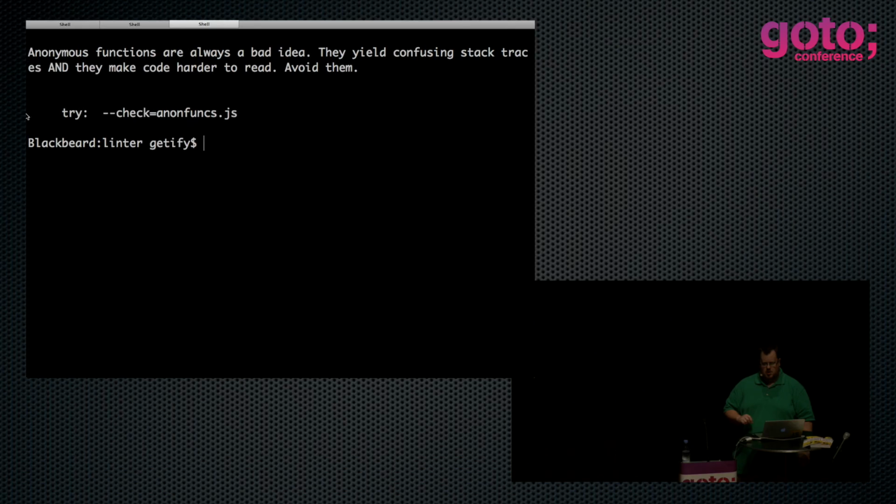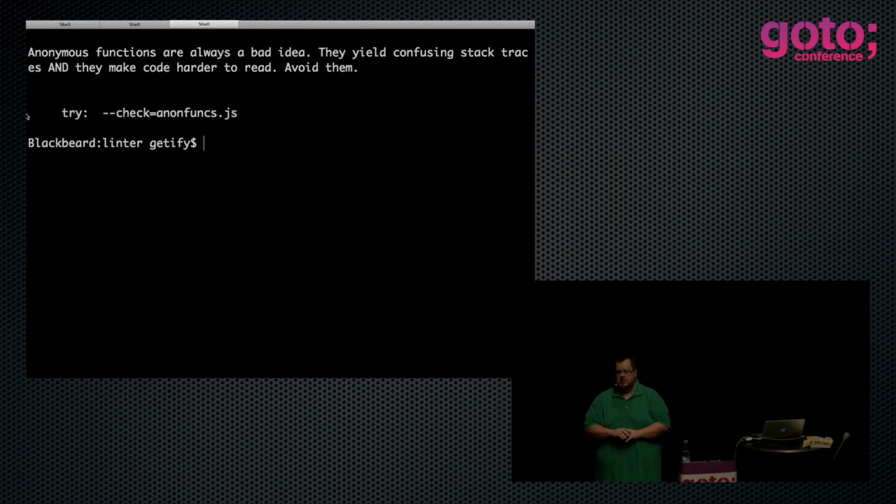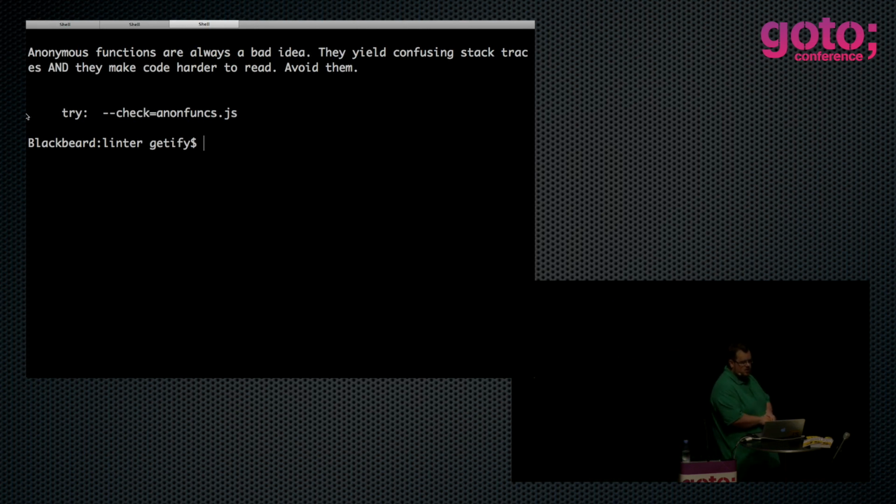Okay, the next thing that we're going to talk about, I'm going to pull up the man page for anonymous. Not the hacker group. Anonymous functions are always a bad idea. I'm going to give you 3 simple reasons why I think you should never, ever, under any circumstances, with 0 exceptions, use anonymous function expressions in your code. They yield confusing stack traces, and they make your code harder to read. I think you should avoid them.